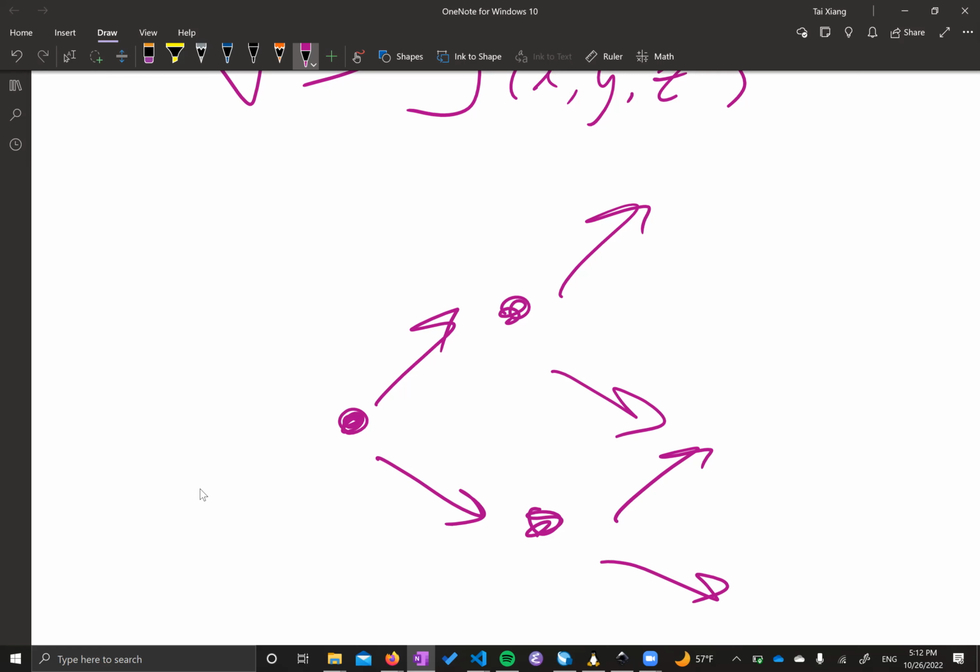Any thoughts? If we're approaching this fake bowl, how might some randomness allow us to not get stuck in here and get out of there?